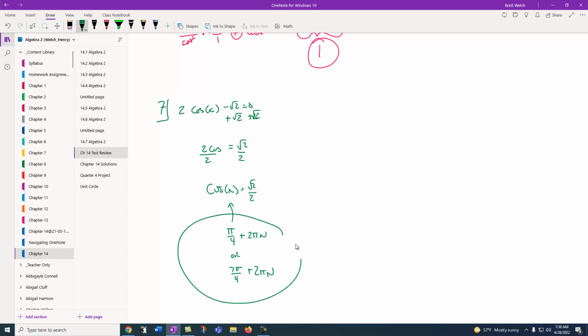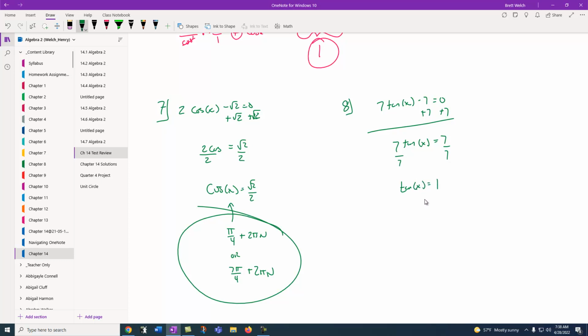Okay. And then number 8, similar but with a tangent. 7 tan of x minus 7 equals 0. I'm going to add 7. 7 tan of x equals 7. Divide by 7. And the tangent of x equals 1.